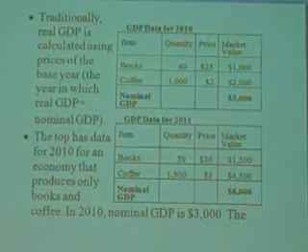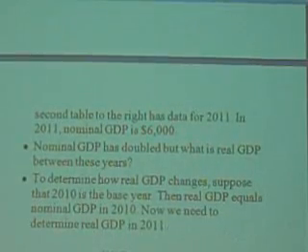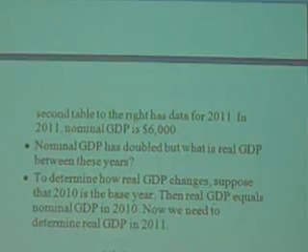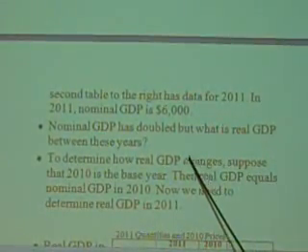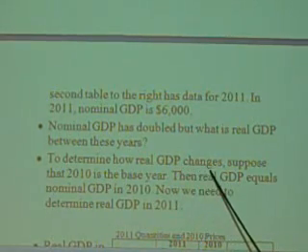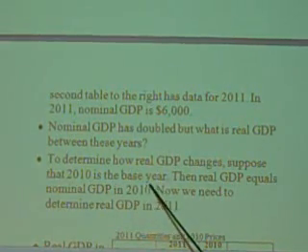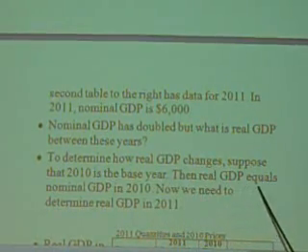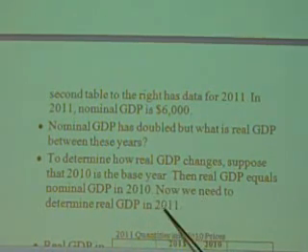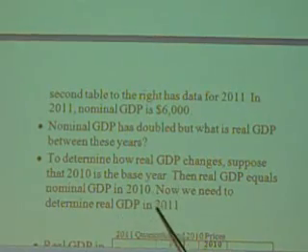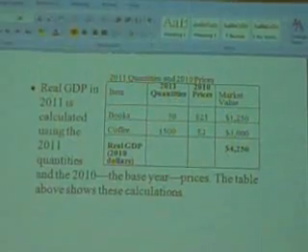So how do you really figure out the difference, though? The way to do that is to use the quantities. That is, nominal GDP has doubled, but what is the real GDP between these two years? To determine how real GDP changes, suppose that 2010 is the base year. We're using the prior year as the base year. Then the real GDP equals nominal GDP in 2010. Now we need to determine real GDP in 2011. To do that, it's shown in the table below.